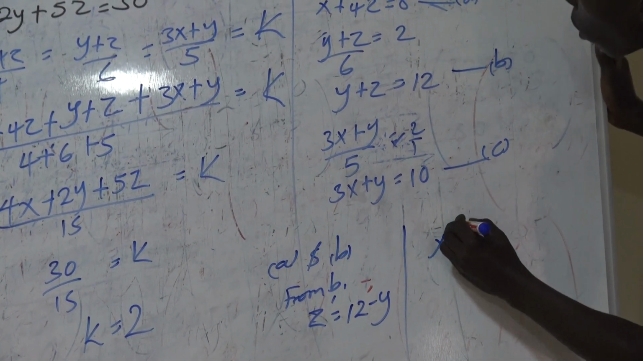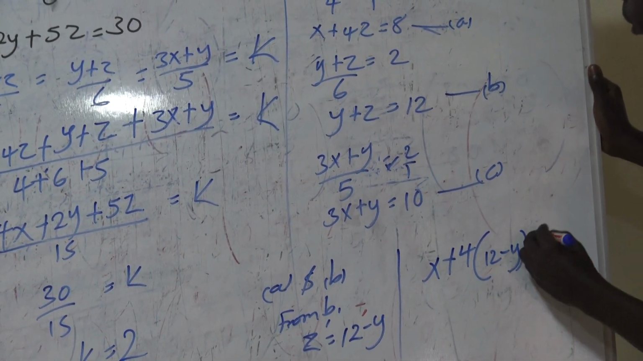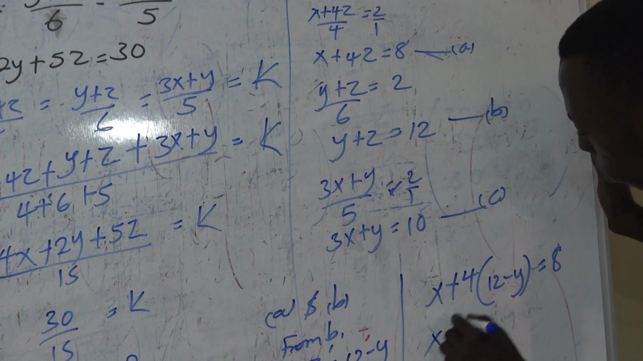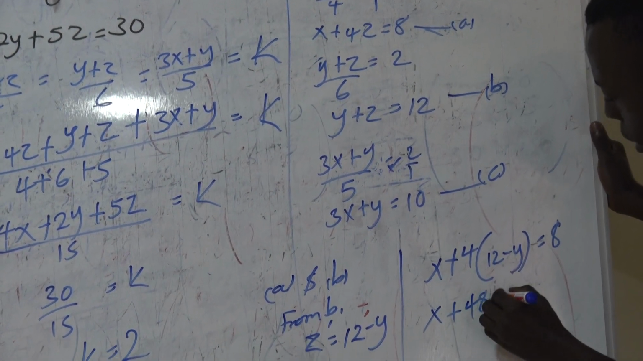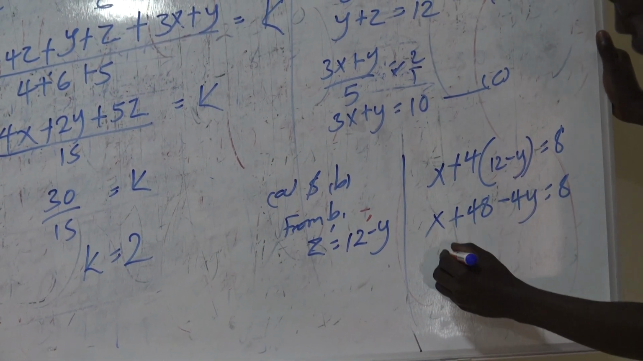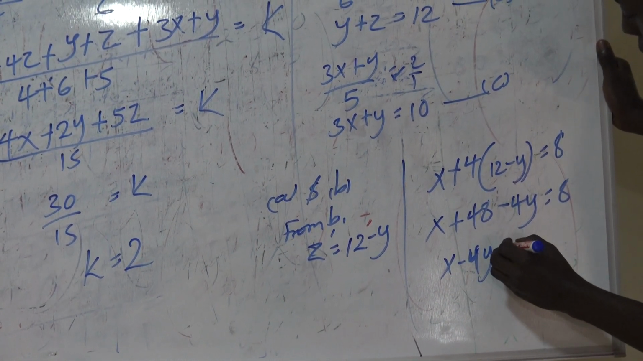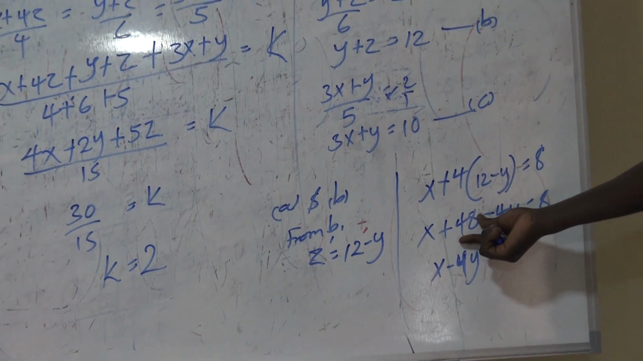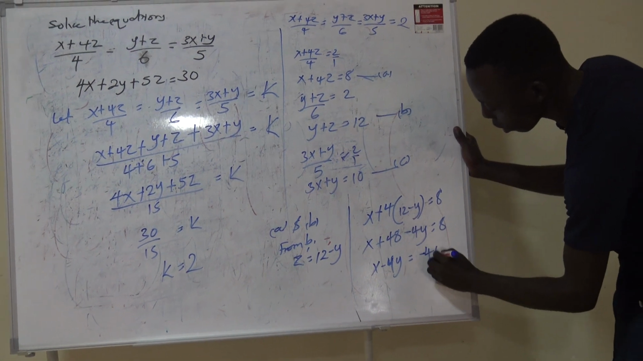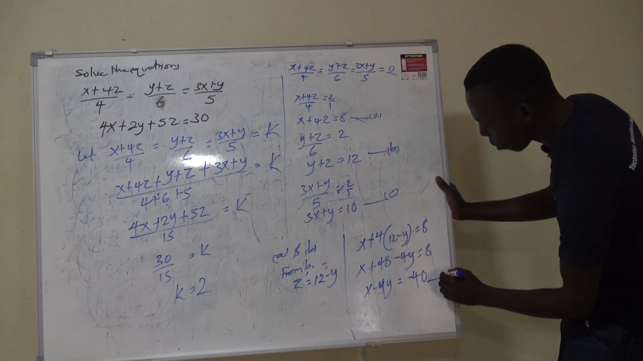So x plus 4 times z, which is 12 minus y, must give us 8. So this becomes x plus 4 times 12, which is 48, minus 4y, gives us 8. So then we have x minus 4y equals, by taking the 48 to this side, 8 minus 48, which is negative 40. We call this equation D.